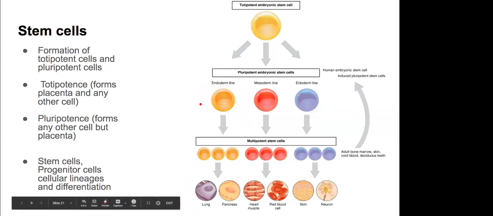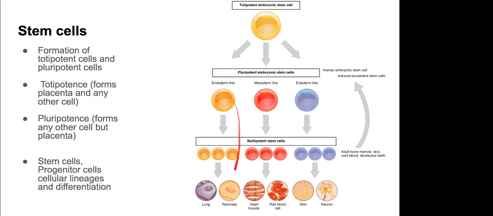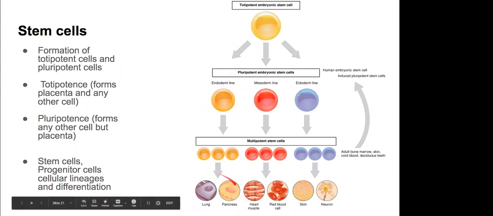Okay, so endoderm becomes the basis of organs such as lung, pancreas. Mesoderm becomes the basis of organs such as heart, muscle, red blood cell, and ectoderm becomes the basis of our skin, our neurons in the brain, and so on. These are just examples. There are many more other tissue and organs and cell types that have been left out here. This is just for the sake of example.